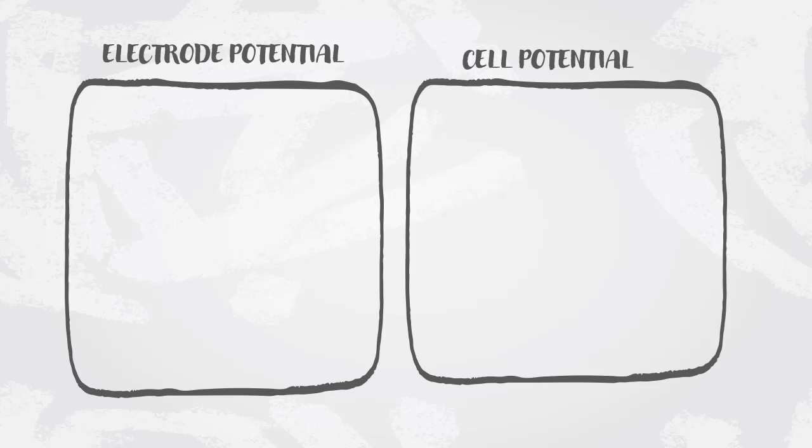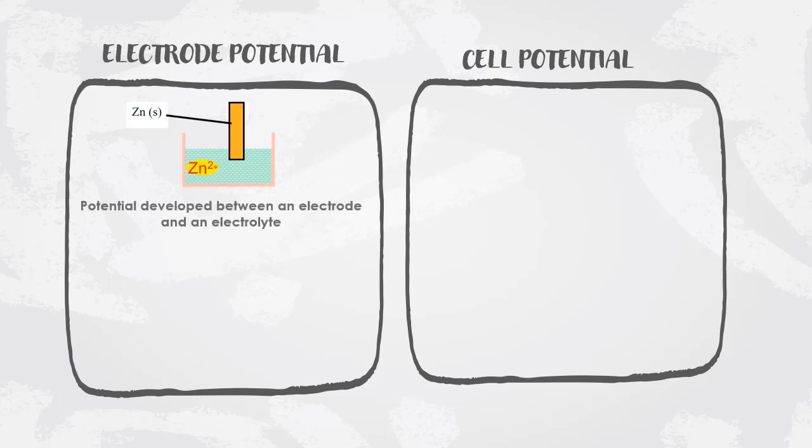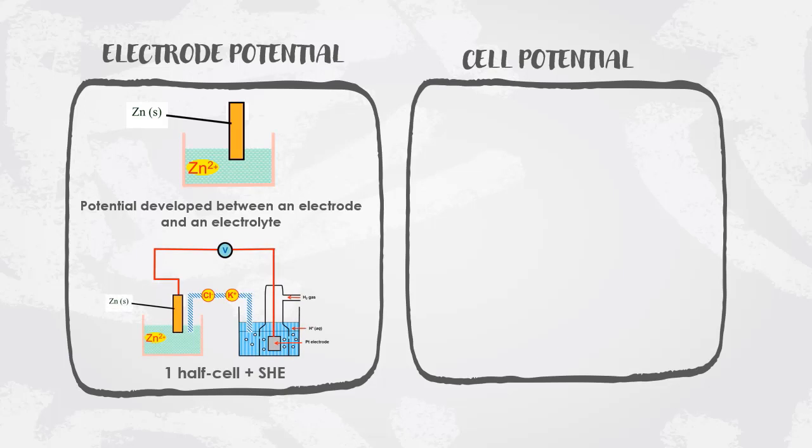Before discussing the questions, let's recall the content that you need to know for this hour based on the learning objectives. There are two terms that you need to be familiar with. One is electrode potential and one is cell potential. Electrode potentials involve only one half cell because the meaning of electrode potential is the potential developed between an electrode and an electrolyte. So, to find this electrode potential, we need to pair it with the standard hydrogen electrode. As we know already, the standard hydrogen electrode has a reference value of 0.00 volt.